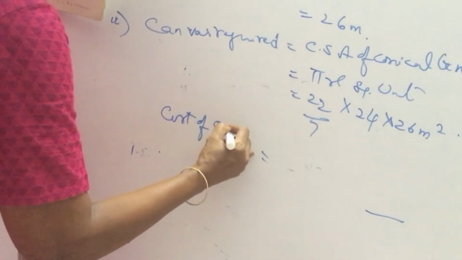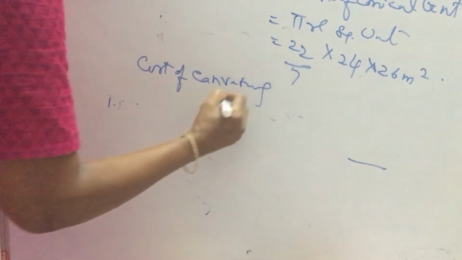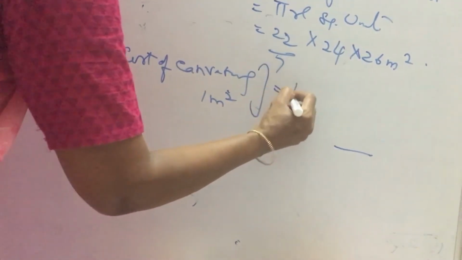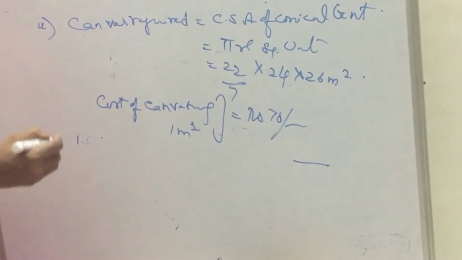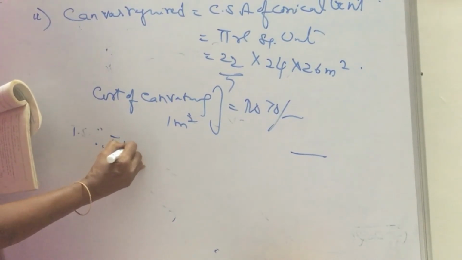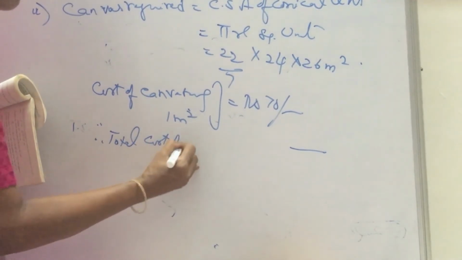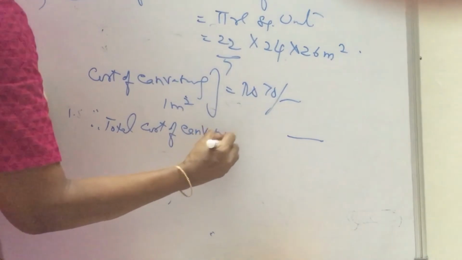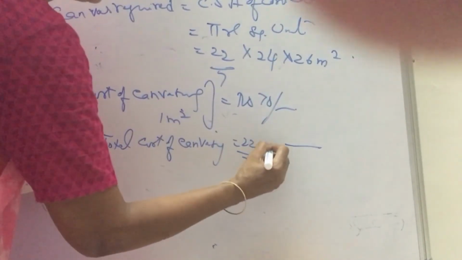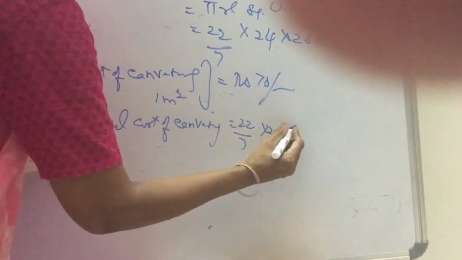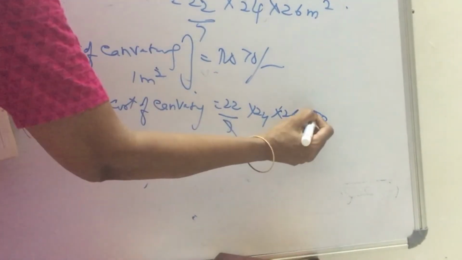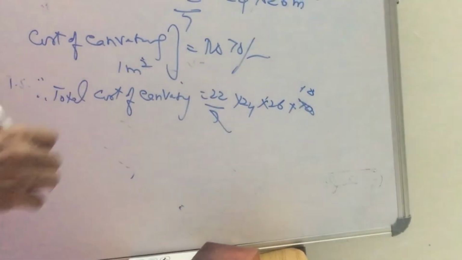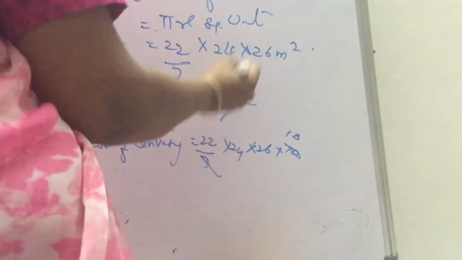What is cost of canvassing 1 meter square? The cost of canvassing 1 meter square is rupees 70. Why we did not multiply? Because 7 can cancel 70. Therefore, total cost of canvassing is equal to 22 by 7 into 24 into 26 into 70. 7 goes how many times? 10 times. Now multiply. 22 into 24.